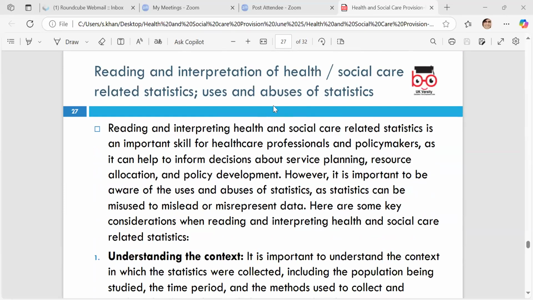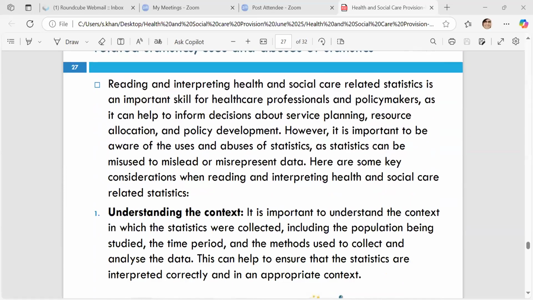So reading and interpretation of health and social care related statistics: uses and abuse of statistics. Health and social care statistics are crucial for understanding population health trends, identifying risk factors and evaluating the effectiveness of interventions. However, these statistics can be misused or misinterpreted, leading to flawed conclusions and potentially harmful decisions. So understanding how to critically analyze and interpret these statistics is essential for making any sort of informed decisions.